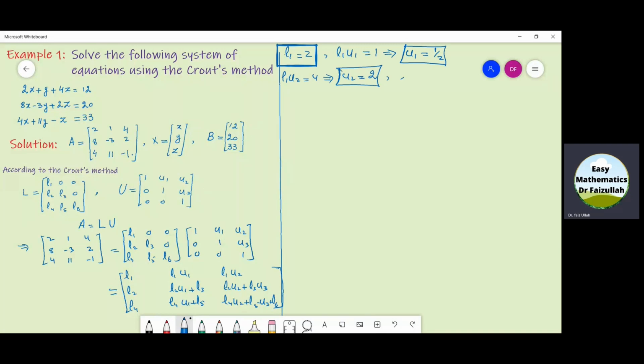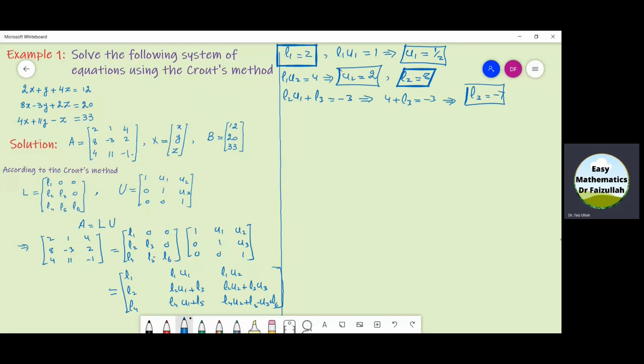Comparing the next element, we have L2. This is equal to 8. And now L2 U1 plus L3. This is equal to minus 3. Let us put values. L2 is 8 and U1 is 1 over 2. So we have 4 plus L3 is equal to minus 3. Simplification gives L3 is equal to minus 7.